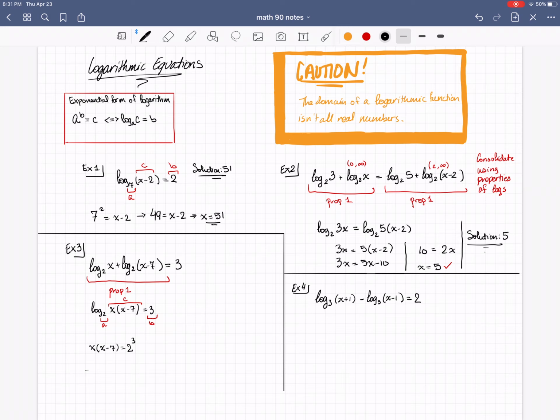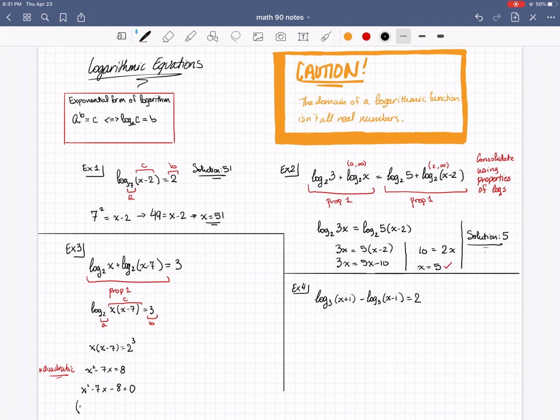Let's open up parentheses and get rid of exponents. So we have x squared minus 7x. 2 cubed is 8. So we have x squared minus 7x minus 8 is equal to 0. Notice that this is a quadratic equation, right? So what you'll notice in these problems, especially when you do them in homework, is that it's generally going to be a pretty nice quadratic equation that factors really well, so take advantage of that.